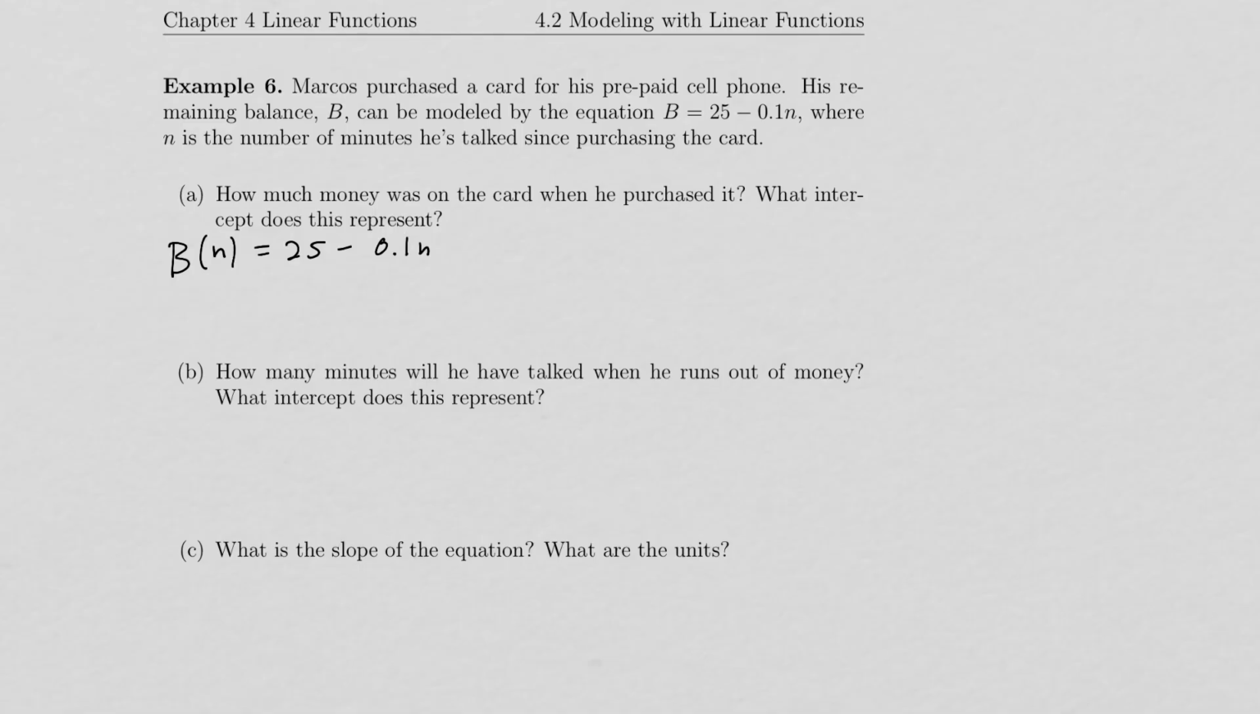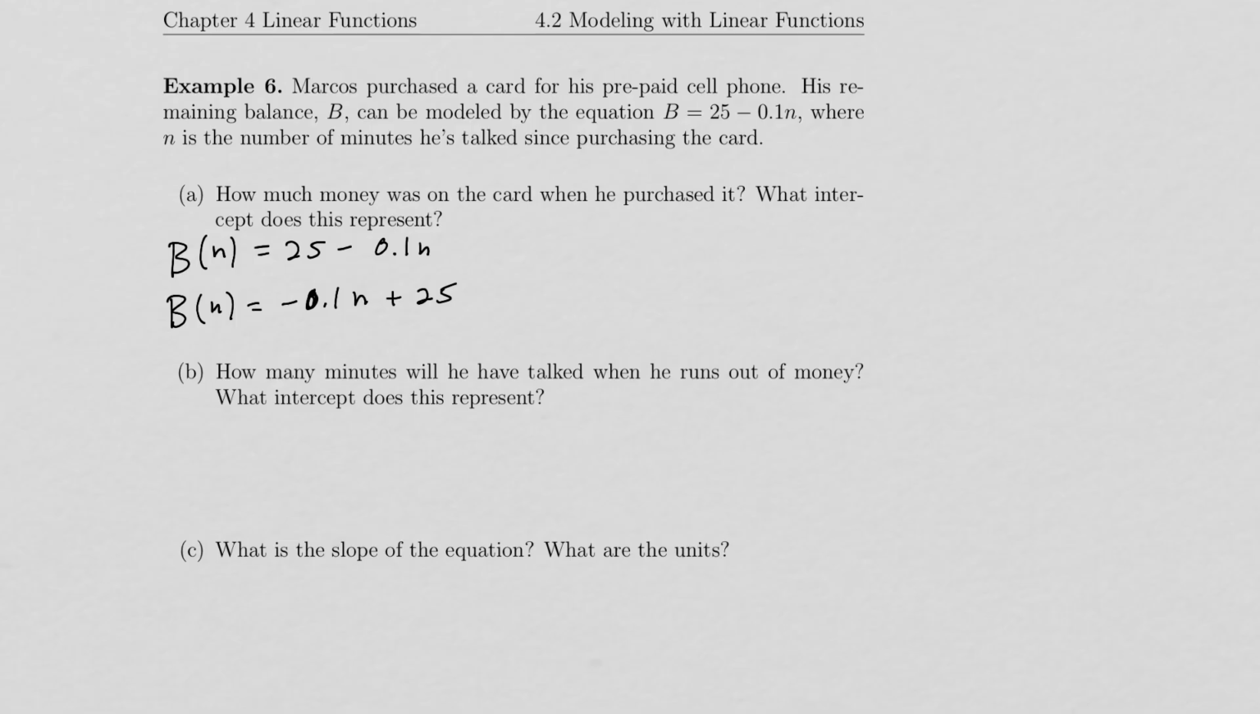By the way, you could write it like this too. If you want to write it in the form mx plus b, the m here is negative 0.1, plus 25. Same thing. So 25 minus 0.1n is the same as negative 0.1n plus 25. This is a 0 here.